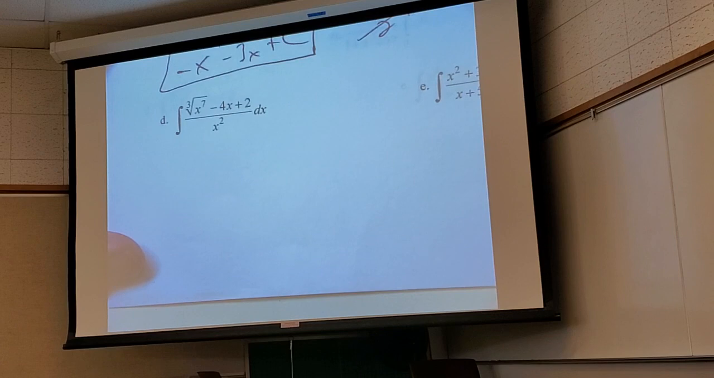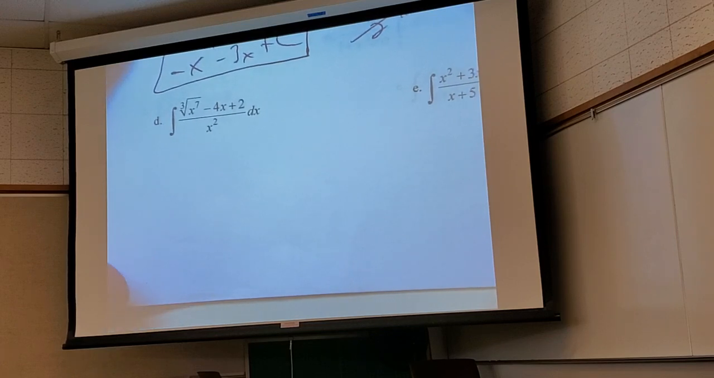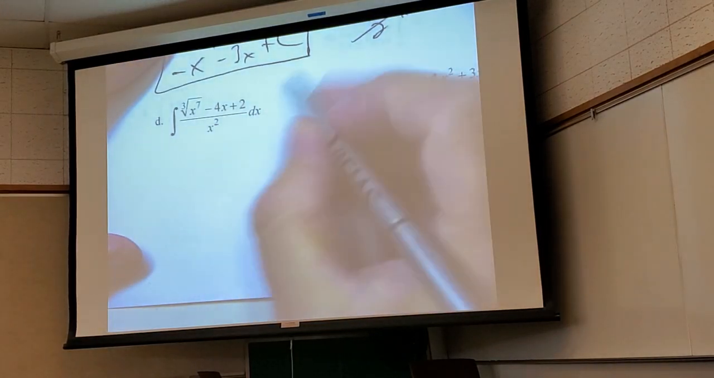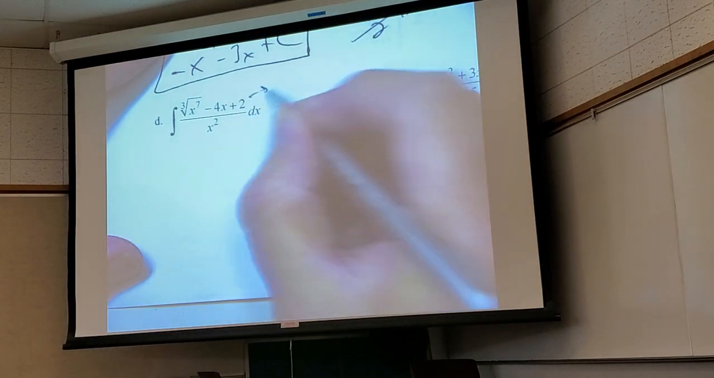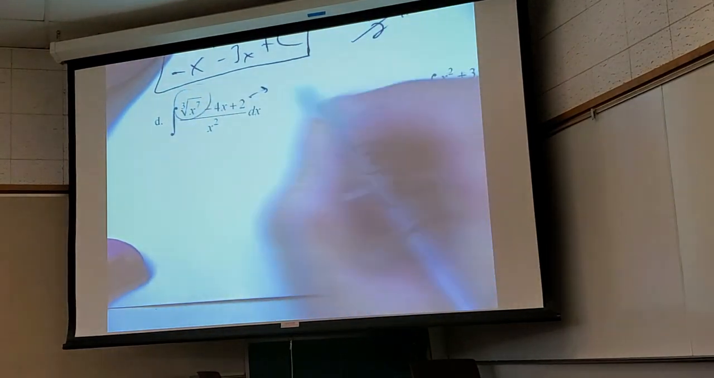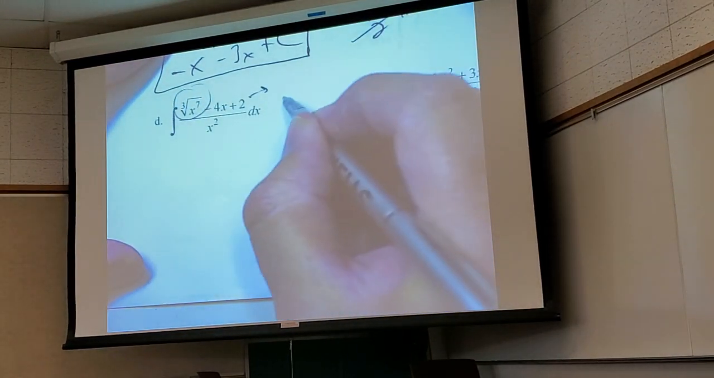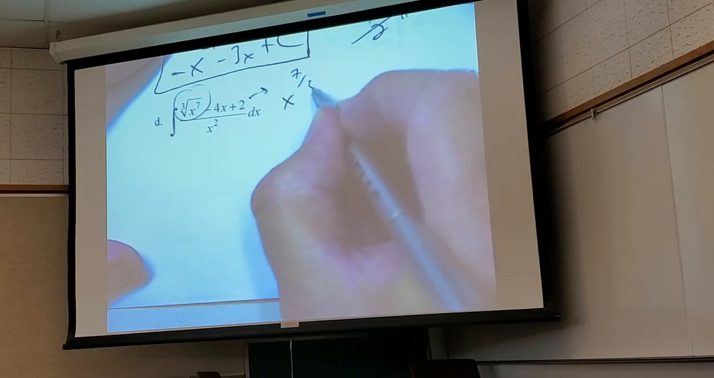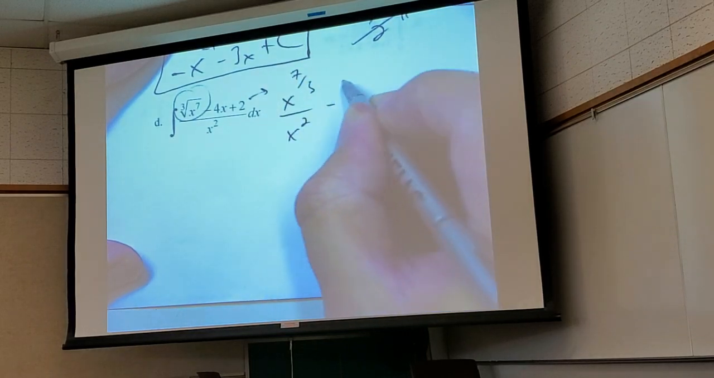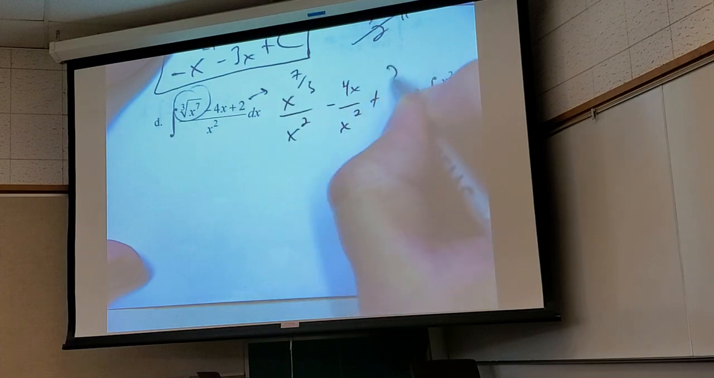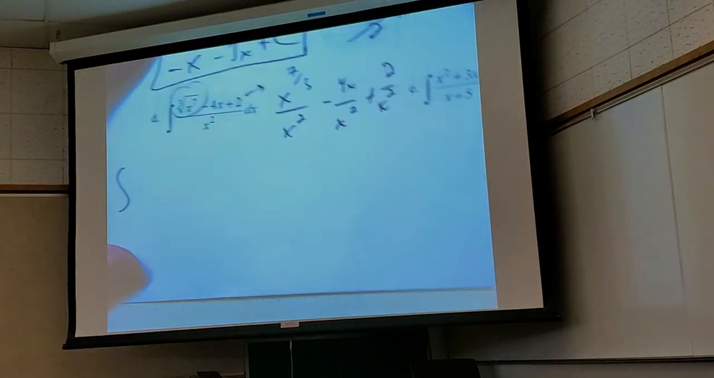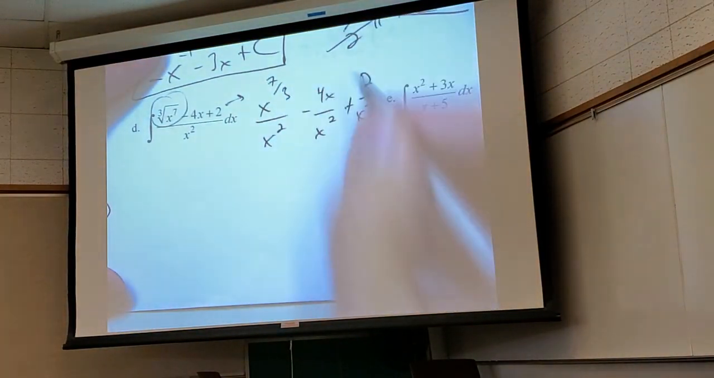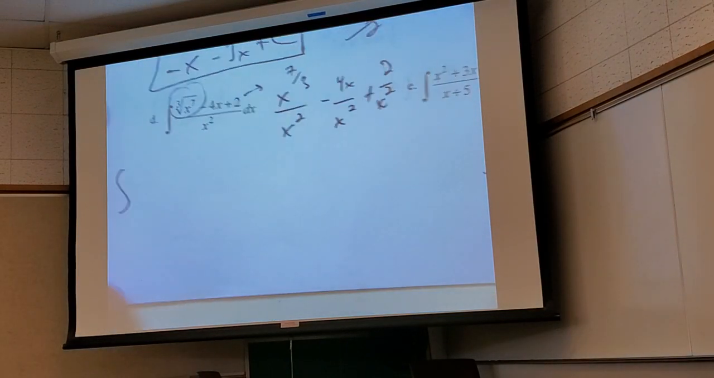So let's see if this extends. What can I do with part D? Yeah. So if I rewrite this inside, I'm just going to look at the inside. How do I rewrite that? And that's divided by x squared. 4x divided by x squared. 2 divided by x squared. So this becomes, what is x to the 7/3 divided by x squared?